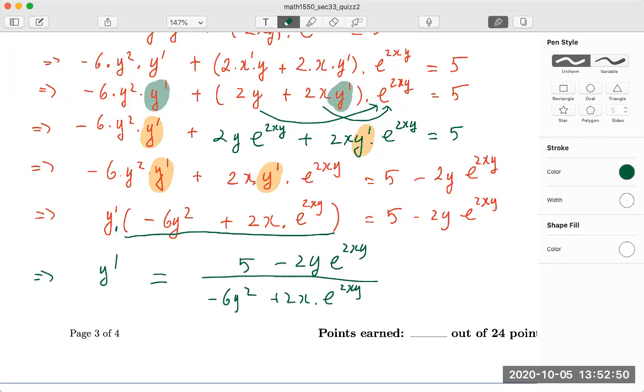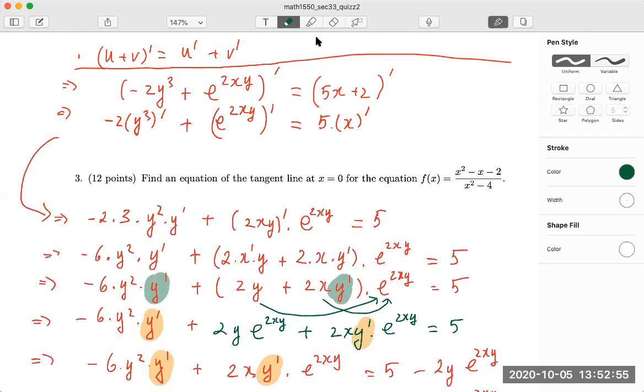So we've done with question 2, right? Let us continue with question 3.